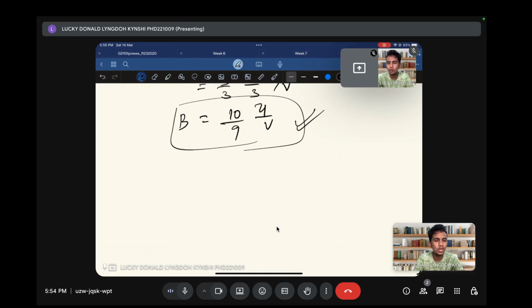Finally you get the total energy by summing up all the energy states, or if you know the average energy you can just multiply by n. That will also give you the total energy. Then you just differentiate: pressure is equal to minus del u by del v. Done. And if you have to find the bulk modulus, you just follow the equation v del p by del v. Okay, that's it.